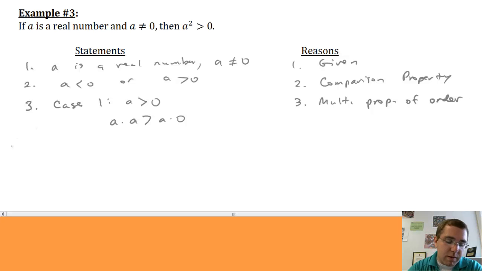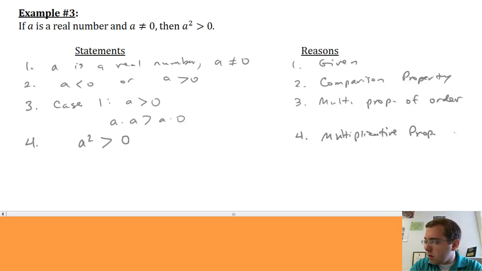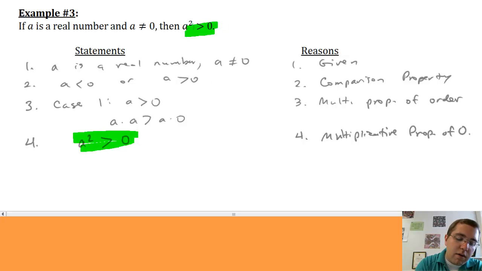And I can multiply both sides of the inequality by a positive number. A is a positive number because that's our case 1. And it's not going to change the sign because I know it's positive. And thus, a times a is a squared. And that is greater than, well, a times 0 is 0. And we now know that because of the multiplicative property of 0. We just proved that earlier in the video. A times 0 is 0. Okay, we've shown what we wanted to prove for case 1.